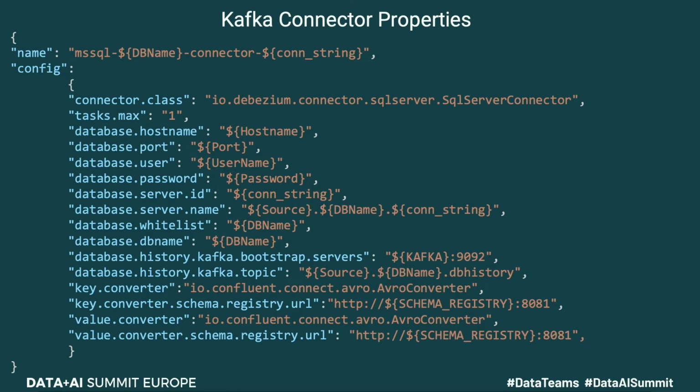One point to note here is for each table, one topic will be created in Kafka to track all the DMLs, but only one common topic will be created to track all the DDLs for all the tables under one database.